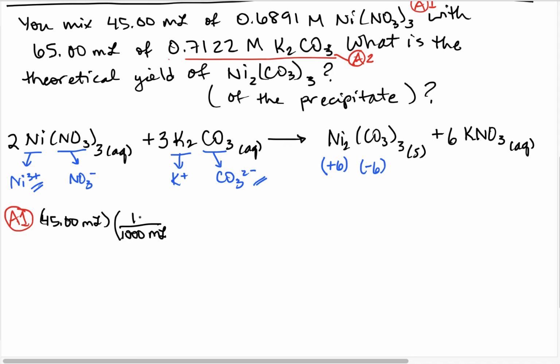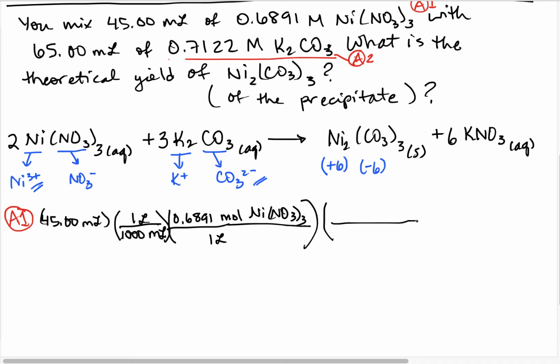So our volume is 45 milliliters, and we're going to convert that into liters because our molarity is in moles per liter. So our molarity is 0.6891 moles of nickel nitrate per 1 liter of solution. And our stoichiometry tells us that 2 moles of nickel nitrate are combined to make 1 mole of Ni2CO3, nickel carbonate.